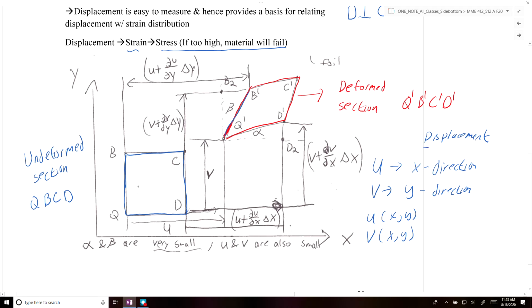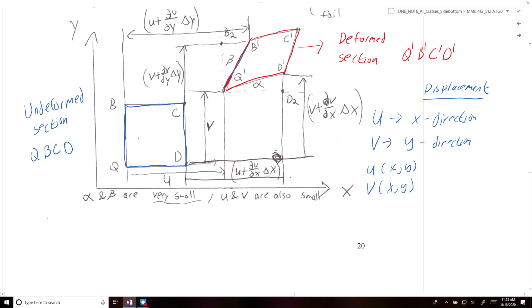If we look at going from point Q to point Q prime, the x displacement, or the displacement of point Q in the x direction, is going to be equal to some constant U. In a similar fashion, the vertical displacement at point Q will be equal to a constant V here.